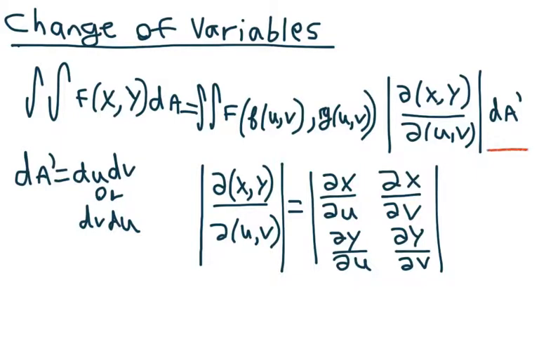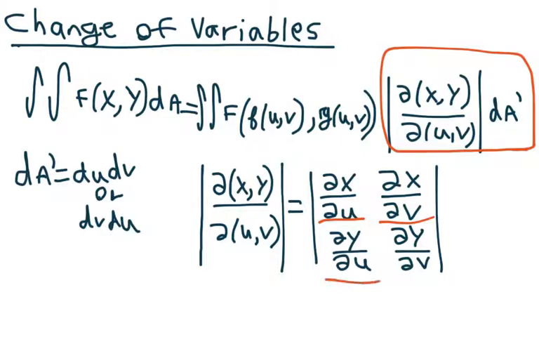This little thing we see over here, that's called a Jacobian. A very important concept for change of variables. dA prime could be expressed as du dv or dv du. And the Jacobian, how we calculate it, is we do dx over du, dx over dv, dy over du, and dy over dv. And it's important not to forget that we're taking the absolute value of everything. And that's how you calculate the Jacobian.